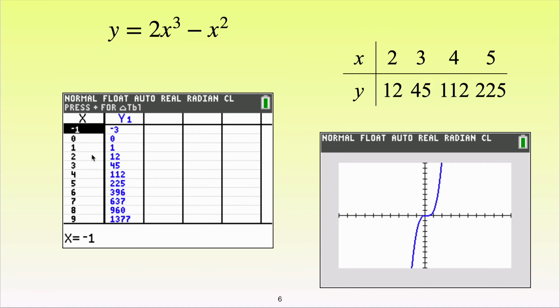Here's the table as I just copied it. There's the equation. Here's the table I want you to write on your paper. If I pressed graph, I'd get this picture. But all you need for this problem is this equation and that table.